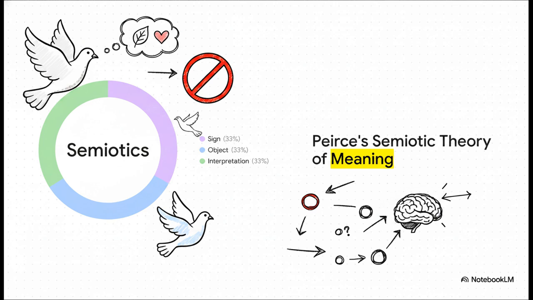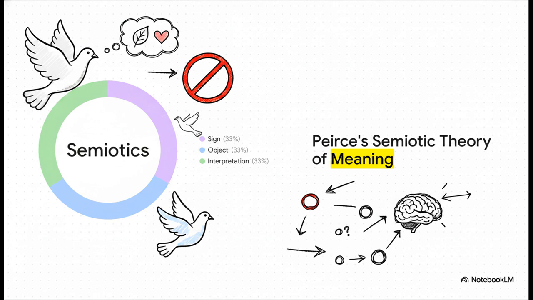The image of the bird is the sign. The actual physical bird is the object. But the interpretation, the concept of peace, only exists because our society agrees on it. Or think of a red circle with a diagonal line through it. We instantly interpret that as prohibition, right? Like, don't do this. But only because we learned that specific social convention.